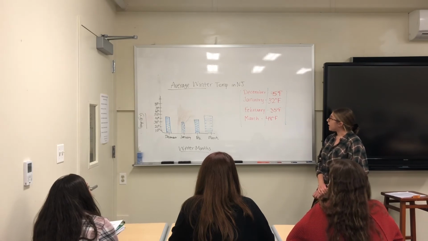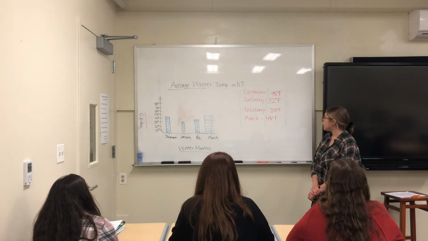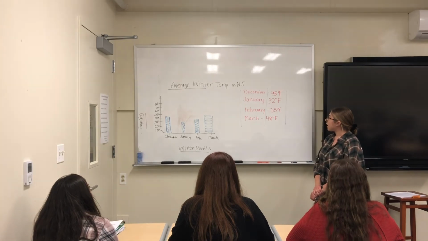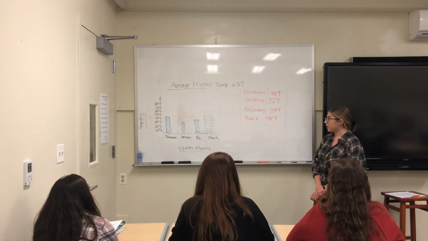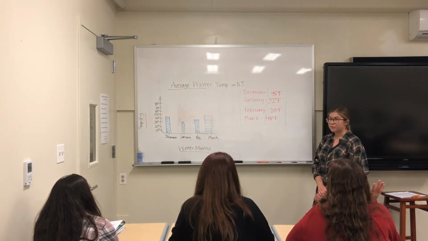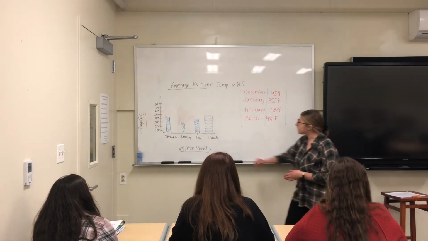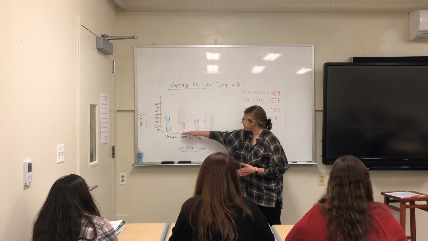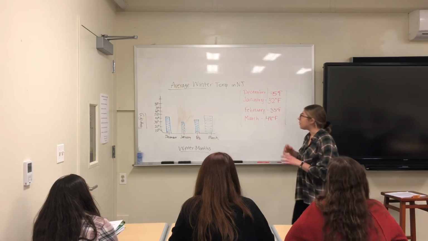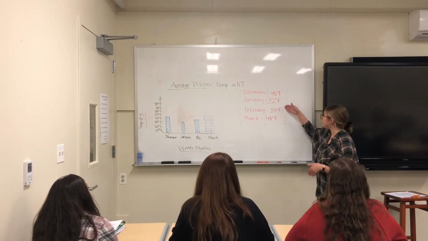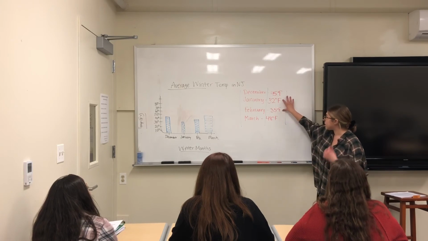And now if I were to ask you how many degrees colder is January than February, what would you say? Leah? 3 degrees. 3 degrees colder, right. So we can see that it's colder from this graph because the bar is shorter than the bar for February, and we know exactly how many degrees because we have the temperatures given to us in our table.